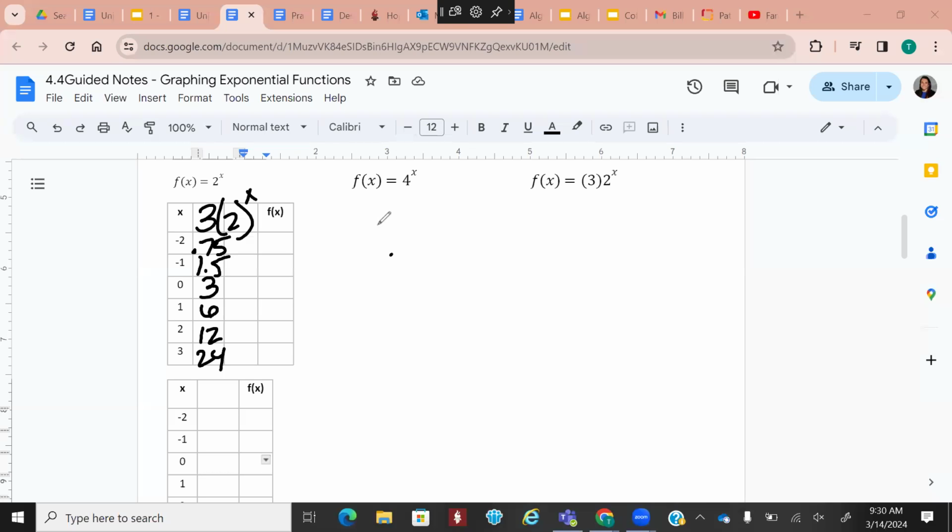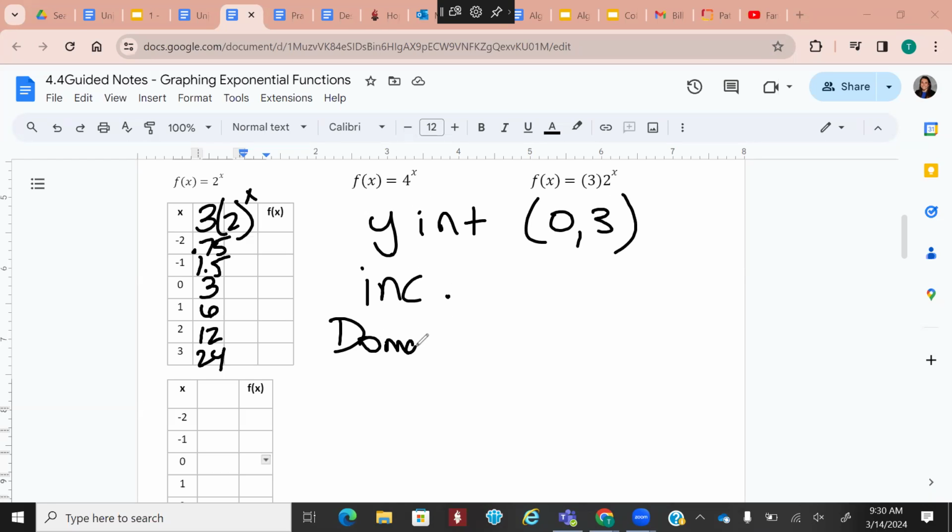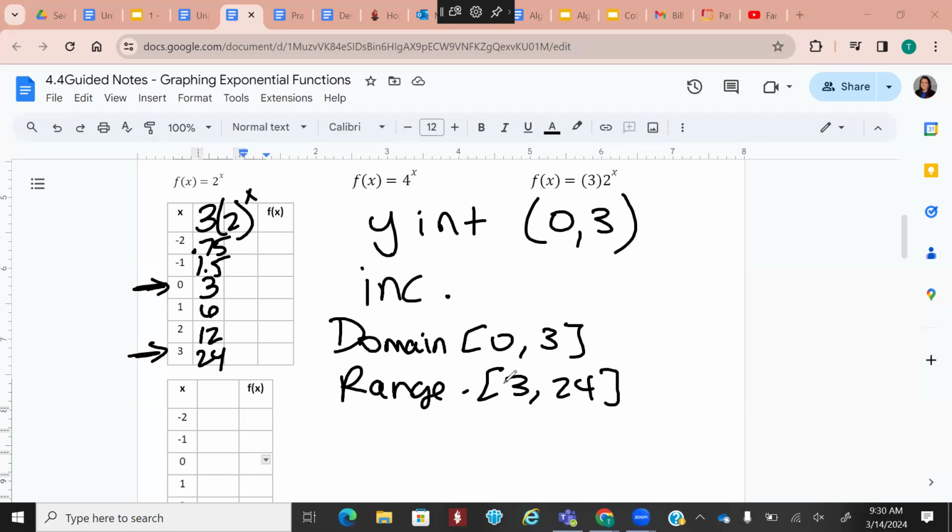Okay, so y-intercept, what is it? 0.3. Is this increasing? Yeah, the entire time, right? If I ask you for the domain, I'm gonna change it up on you. For the first 3 hours, that would be from 0 to 3, right? Okay, and then you would tell me what the range is, and the range would be 3 to 24.